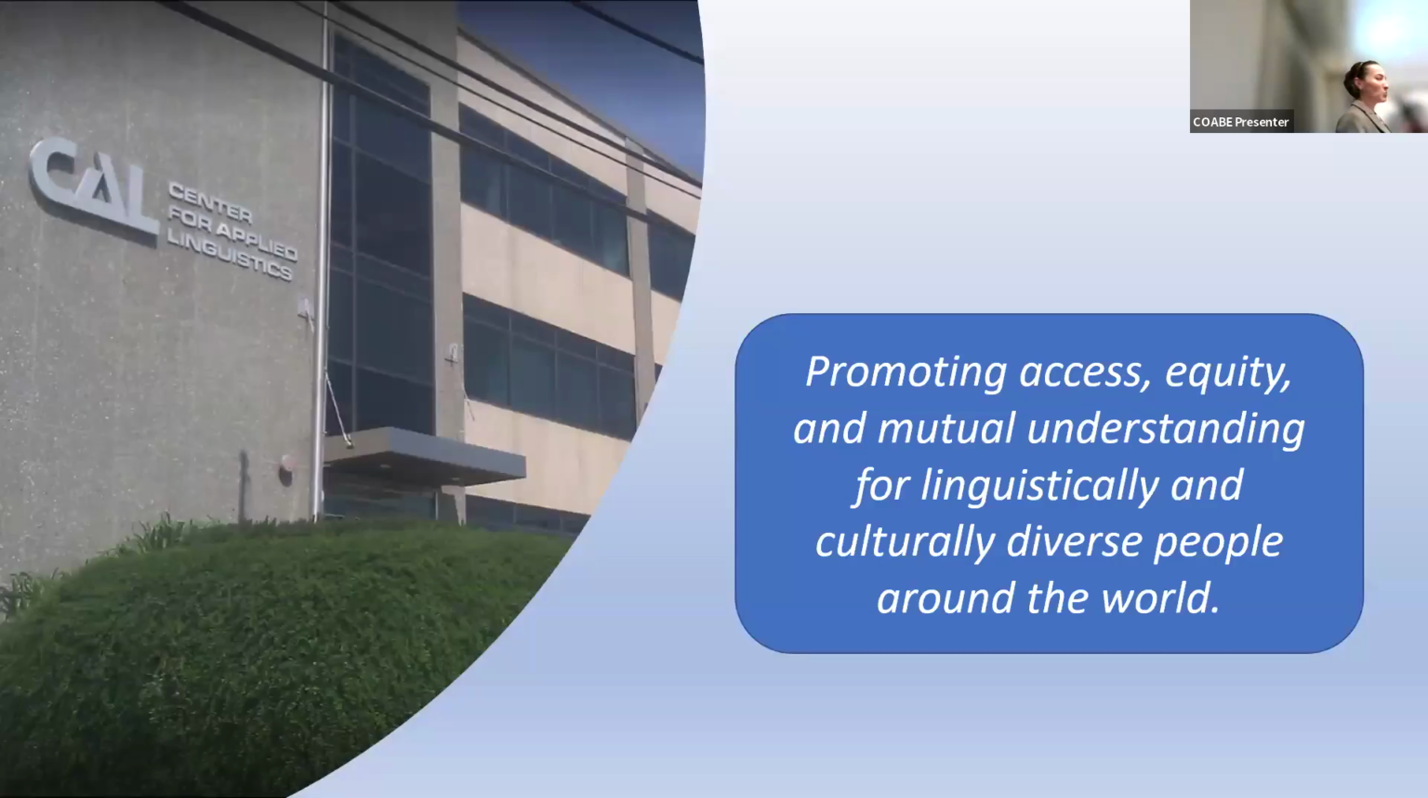I want to tell you just a little bit more about the Center for Applied Linguistics, or CAL as we refer to it. CAL is not based in California, as some people think. It is based in Washington, D.C. It was founded in 1959 as a nonprofit, nonpartisan, independent research organization with the mission of promoting access, equity, and mutual understanding for linguistically and culturally diverse people around the world. So we all work together to advance this mission.